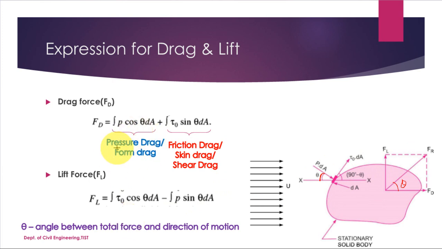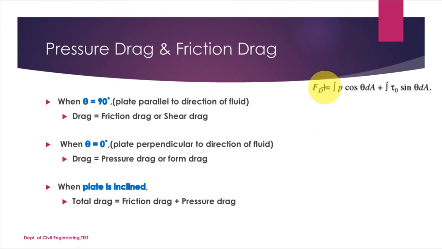Now we'll discuss more on pressure drag and friction drag. So we have seen that the equation of Fd is equal to integral P cos theta dA plus integral tau naught sin theta dA. We have three different cases. In some cases we have drag force as pressure drag alone. In some cases we have drag force as friction drag alone. In some other cases we have both the terms. So we'll see each case.